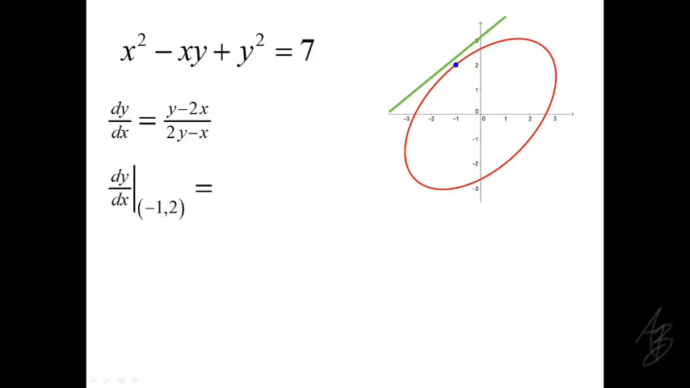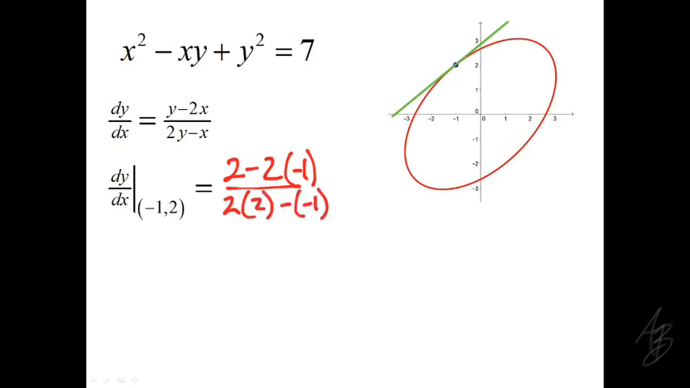So we could use it to find the slope of that line right there and ultimately find the equation of that line. All we have to do is plug -1 in for x and 2 in for y in this expression here. Anywhere we see a y, we'll put in a 2. Anywhere we see an x, we'll put in a -1. And so we get 2 minus 2 times -1 all over 2 times 2 minus -1. And so we end up with 4 on top and 5 on the bottom. And so the slope of that line right there is going to be 4/5.